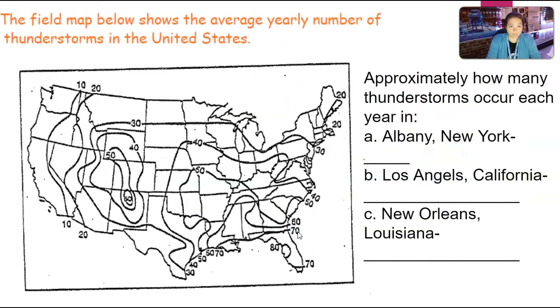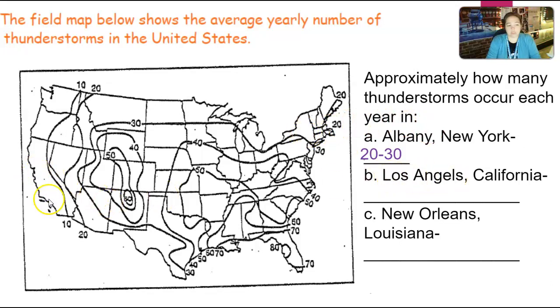All right. This one shows the thunderstorms, the average yearly thunderstorms. Like I said, this is a field value. Does it have a special term? Nope. It's just the average yearly thunderstorms. So approximately how many thunderstorms occur near Albany, New York? Right about there. Looks in between 20 and 30. So anywhere between 20 and 30, I would say 21 to 29 thunderstorms.